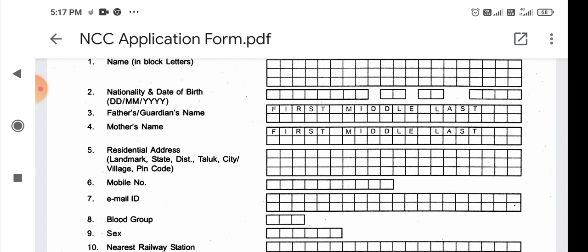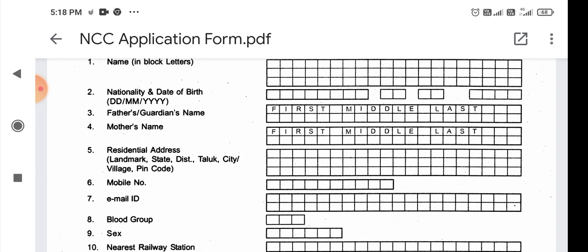That's very important. Firstly, you have to fill the landmark, then state, then district, then taluk, then city, then village, and pin code. That means this is in reverse order: landmark, state, district, taluk, city, village, and pin code.